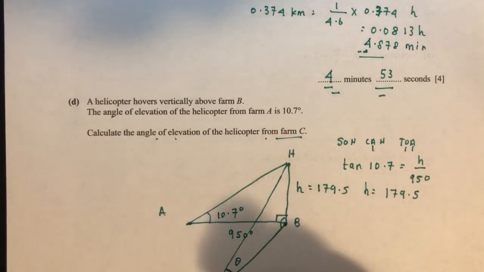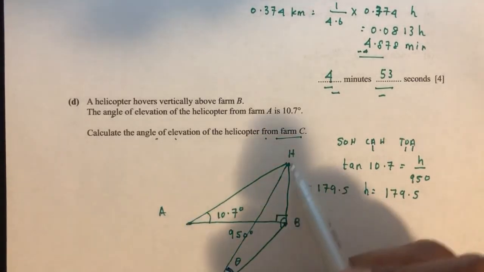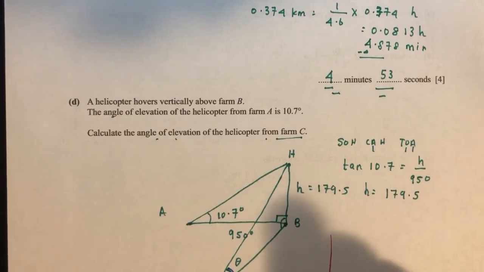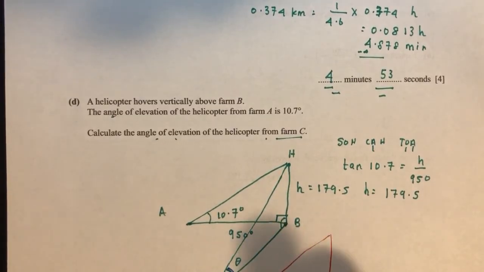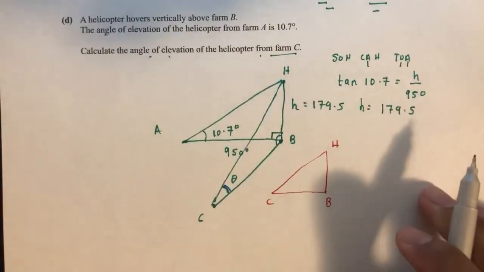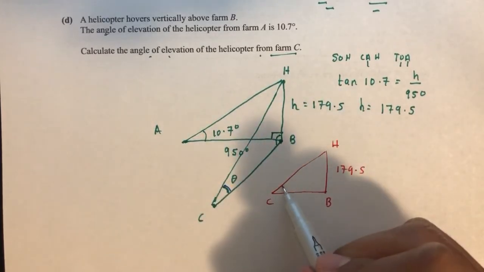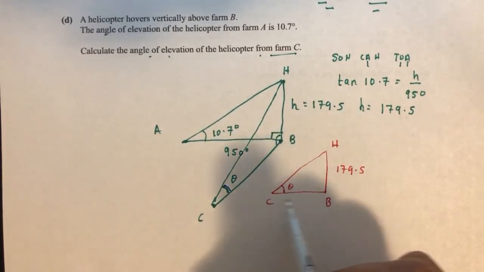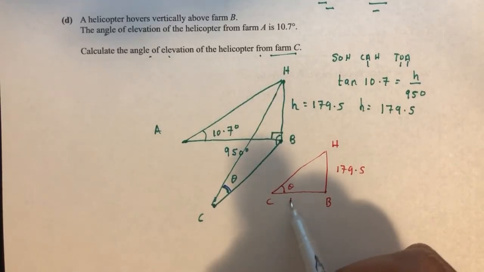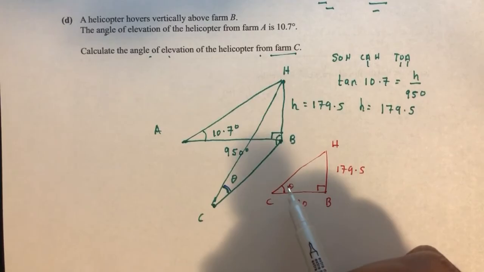So now we have to find this angle here. Let's use a different color. This is also a right angle triangle, so let's take this out. We have here, same thing, this is C, this is B, and this is H. The height is given to us as 179.5. We want to find this, and we know this one. This is given to us as 680, and we want to find this angle.